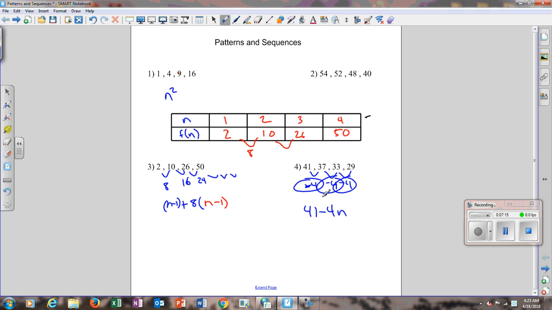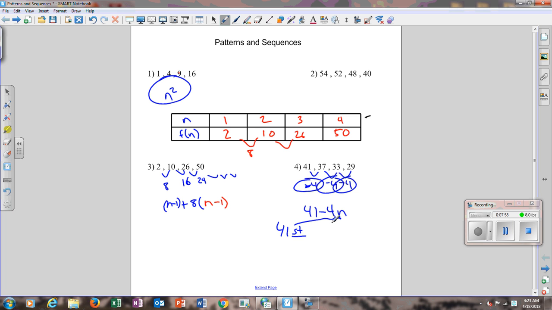Now these are the ones that you're generally going to see. You might see one like this, but it's going to be more the ones like this. So then all you would have to do is plug that in. Now if it asks you to find the 41st term or the 40th term or something, you would just plug that number in for n. So 4 times 41 would be 164. 41 minus 164 will give you your answer.